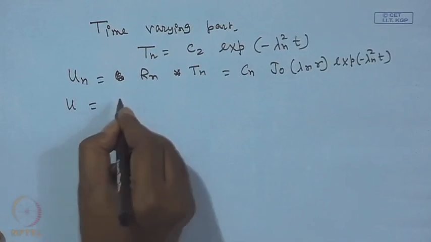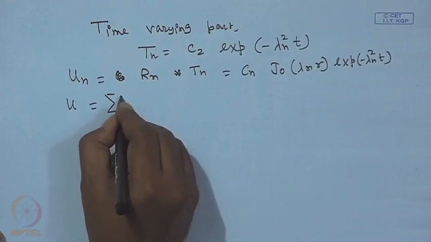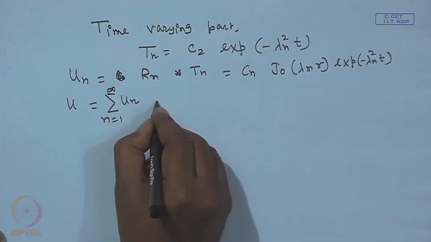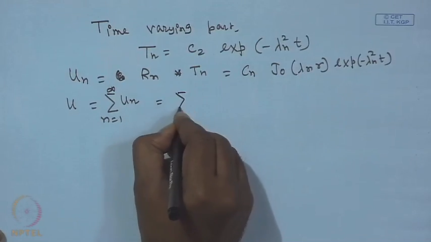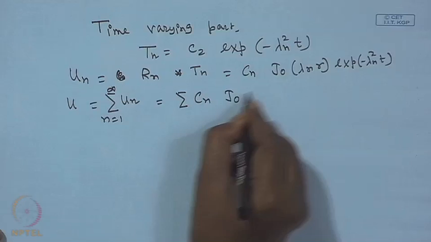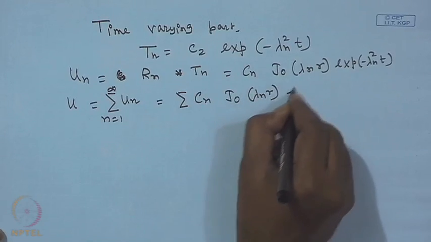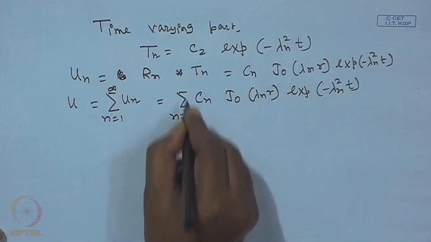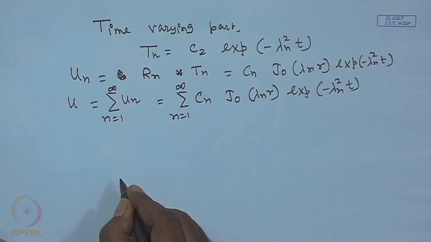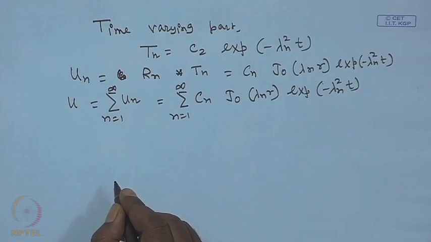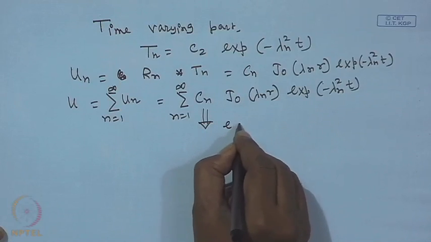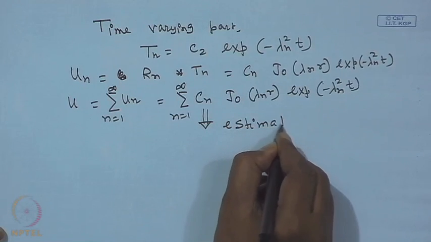So, we can construct the complete solution by summing all solutions up by using the principle of linear superposition. So, n is equal to 1 to infinity. So, summation of C n J 0 lambda n r exponential minus lambda n square t, n is equal to 1 to infinity. So, that gives the complete solution. Now, still one thing is incomplete. So, that is the evaluation of this final constant, the C n, estimation of this constant.